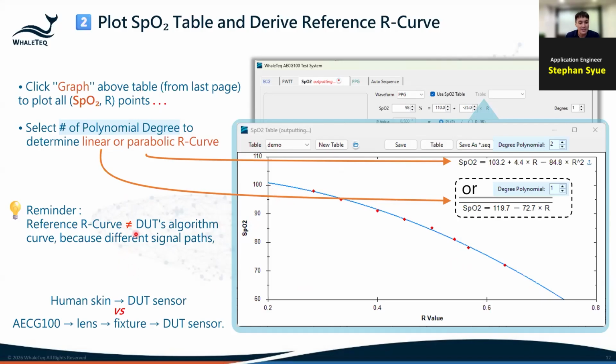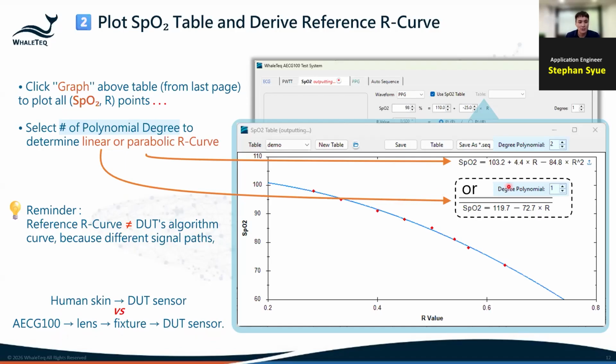The light path is different, because the calibration curve of the DUT comes from a clinical trial, with the interaction happening between human skin and your sensors. But in the simulation on the bench testing, the light goes from our simulator source through the lens and the fixture that holds the instruments and the DUT together, and that's also a distance, and then eventually your sensors. So those two are whole different paths. That's why the two equations are numerically different.